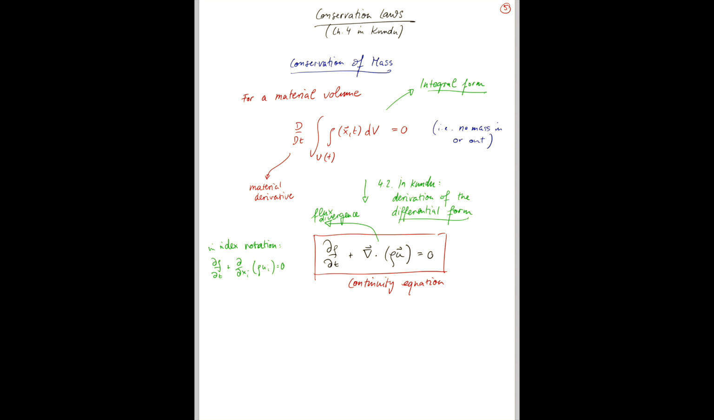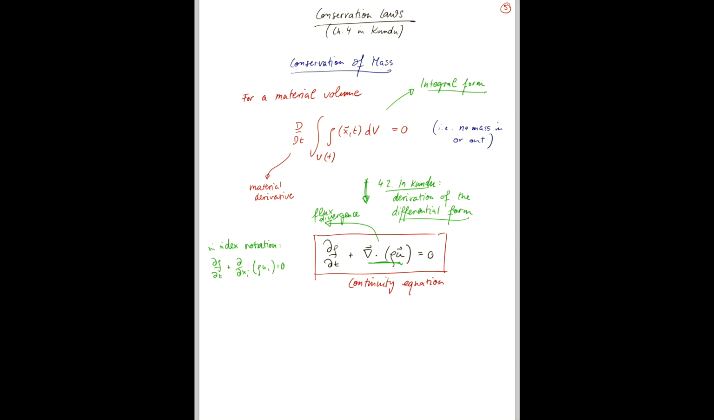And again, here I'm not showing how to go from the integral form to the differential form, but you can look it up in Kundu. The divergence term is also sometimes called the transport term, and it basically means how much mass you're losing at a given point due to that divergence of the flow. And if you integrate over a large enough volume, then as long as there's no sources or sinks at the boundaries, these transport terms will vanish.